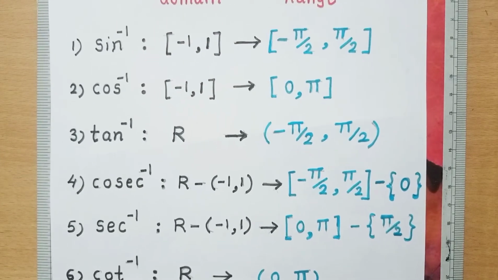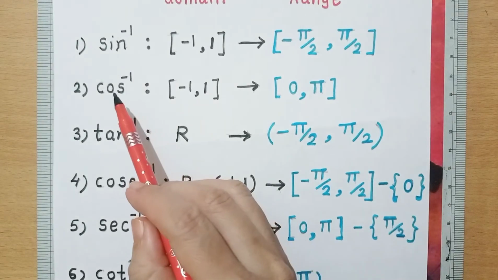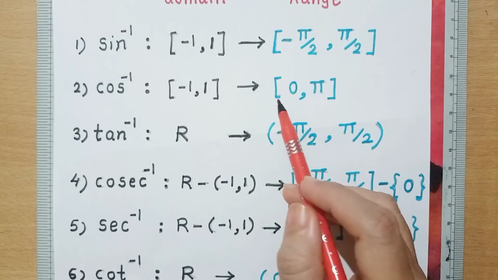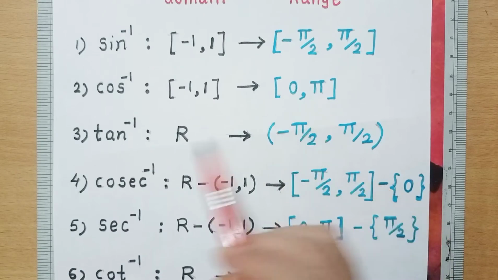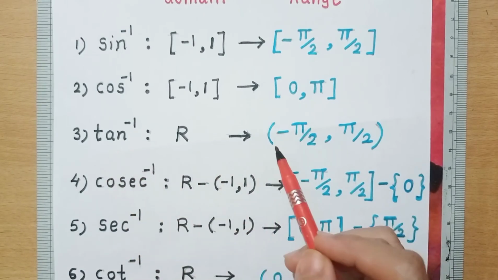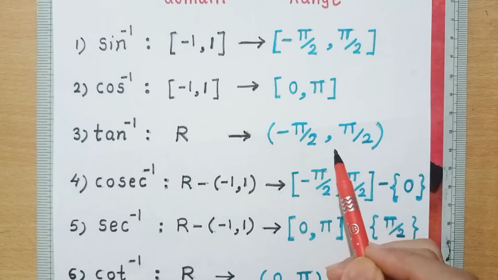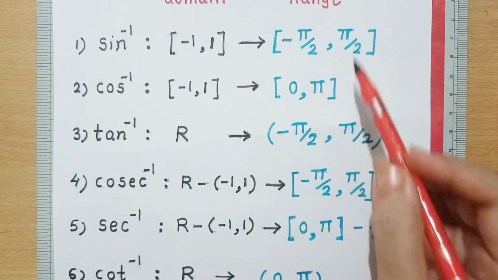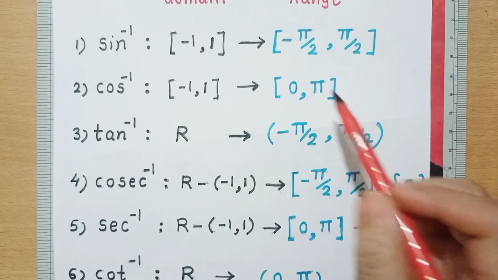So check again. For cos inverse, the principal value branch is the closed interval 0 to pi. For tan inverse, the open interval minus pi by 2 to plus pi by 2. Now check, there is a difference between sine inverse and this.